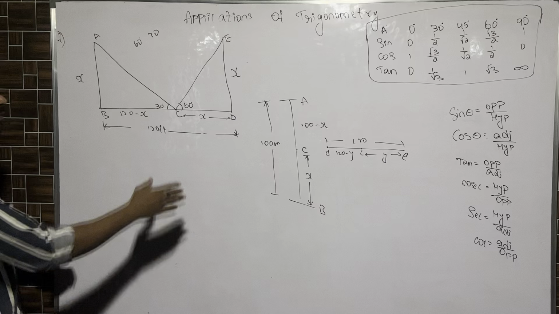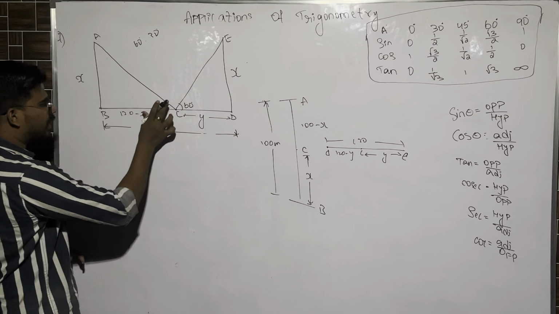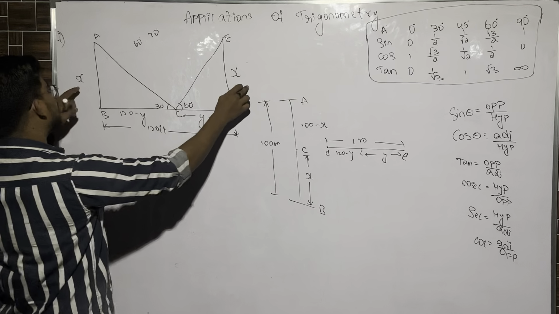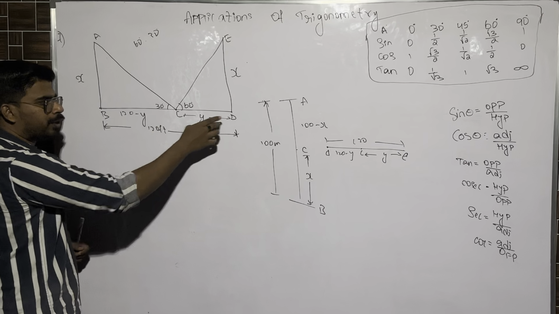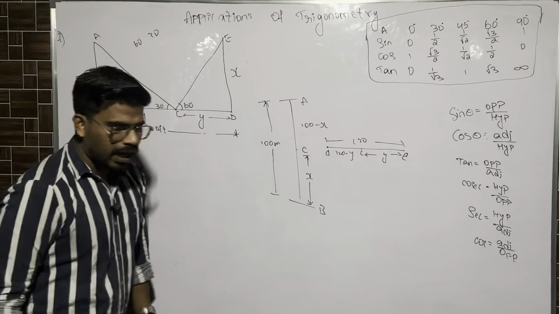If X we already took, no, let us take some other variable. Let us put that as Y. We have to calculate X. X is nothing but the height of the tower. Y is the distance from the point to one of the towers. If we subtract that Y from 120, you will get the distance from that point to the other tower.